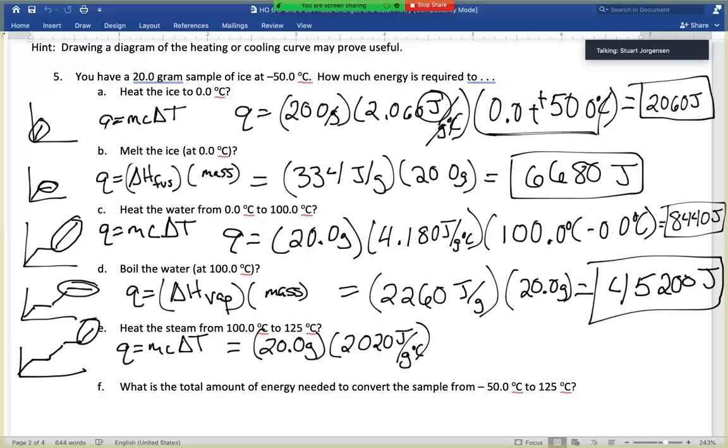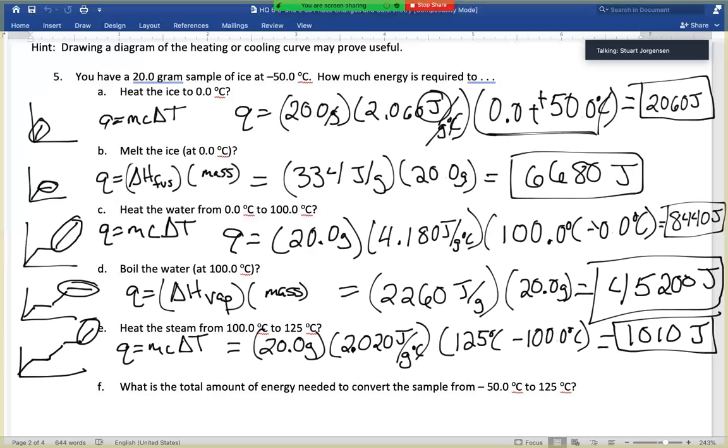Our final temp here is 125. Initially here, we were starting at 100.0 degrees Celsius. All right, we can solve for our temperature change here. It looks like 125 minus 100 is going to be 25 times 2.020. Make sure we got our right math here. Times our 20 grams. For heating up that steam, it looks like it's going to take us 1,010 joules worth of energy. Oh my goodness, we put a lot of heat energy in here.